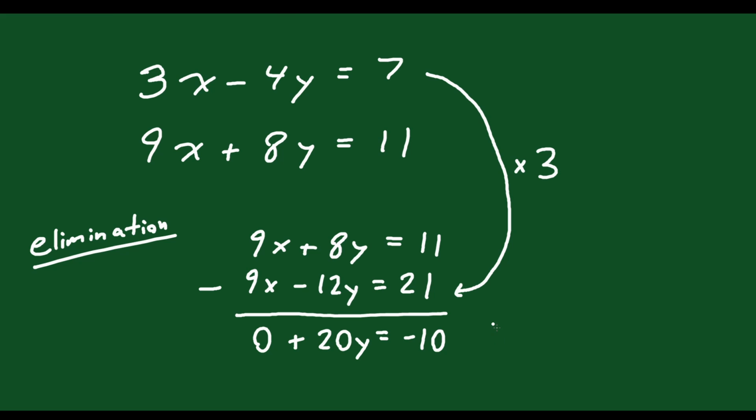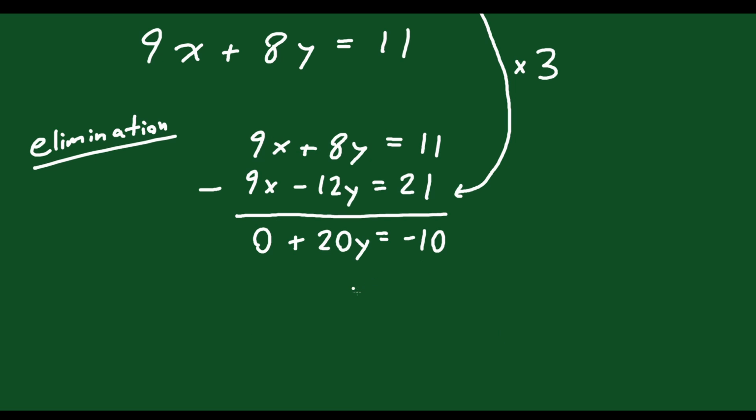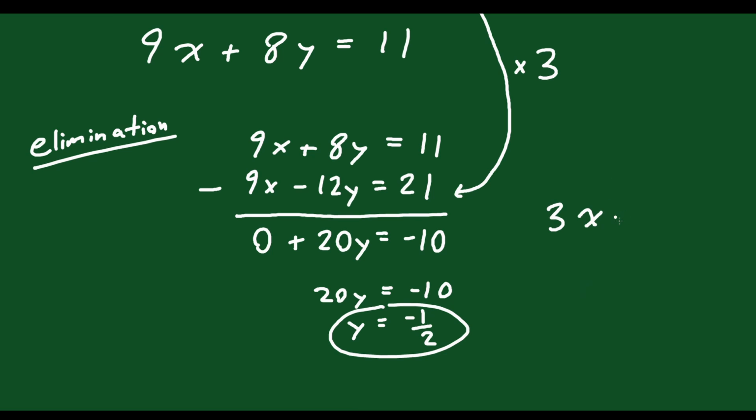Okay, now let's solve for y. Right now we have 20y equals negative 10. Divide both sides by 20. y equals negative a half. And then to find the x value, you can just plug that into one of the original equations. Like let's say you want to use 3x minus 4y equals 7, and you want to plug that value in for y. We can do that.